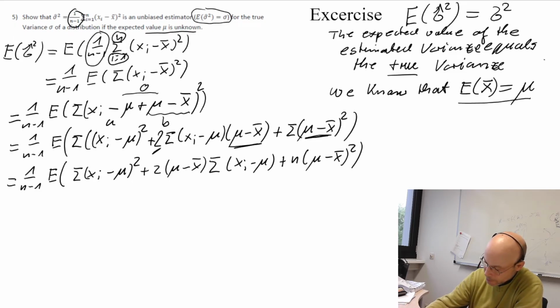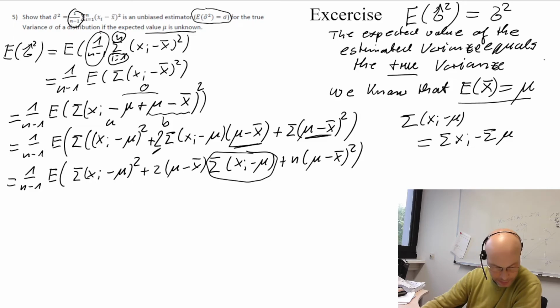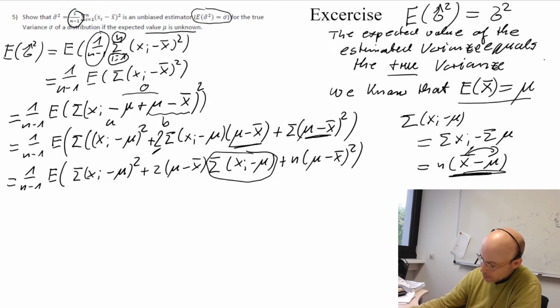But in this case, we know also that we can split again. Let's take this sum here, sum over xi minus mu equals sum over xi minus sum over mu. So this will be nothing else than n times x bar minus mu. But this, you see, is just, if you interchange this, the same as this part.